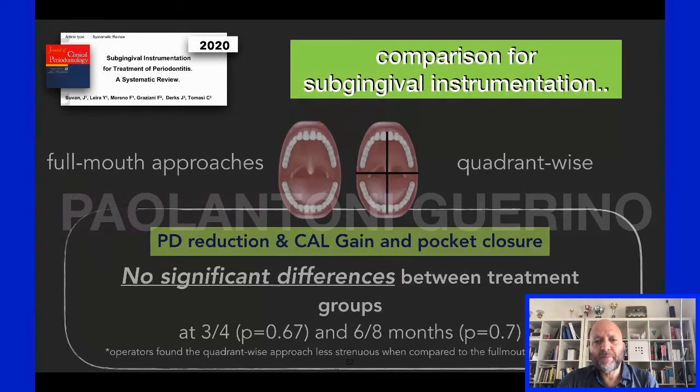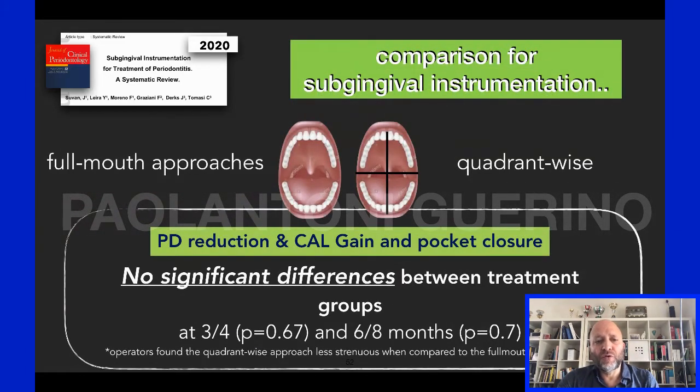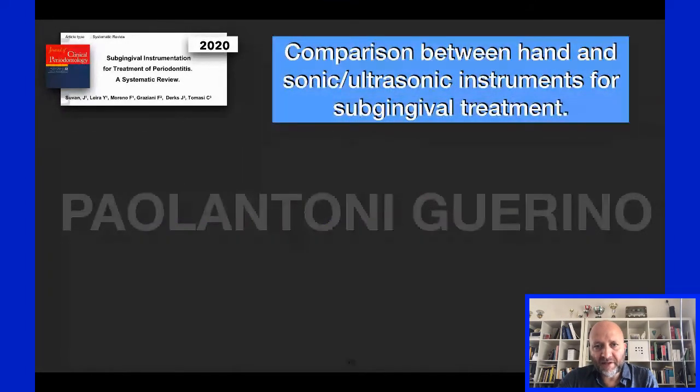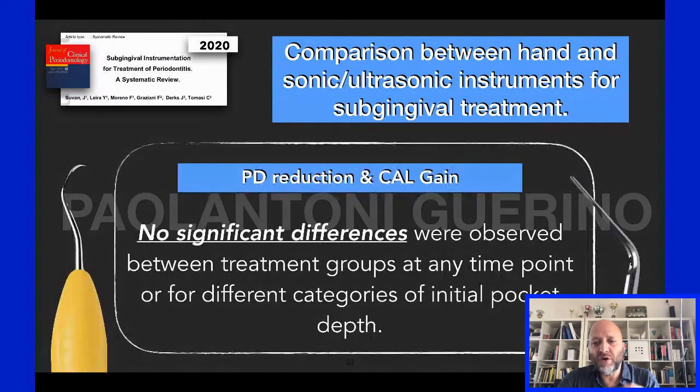It's not very important how we want to approach. We can realize a full mouth approach or quadrant-wise, but we don't have any significant difference between the treatment groups. At the same time, if we want to compare hand or sonic ultrasonic instruments, we observed no significant difference between the treatment groups at any point for the different categories of initial pocket depth, about the PD reduction and the CAL gain.